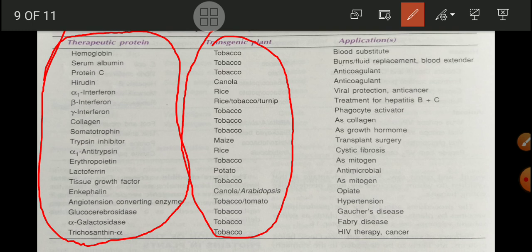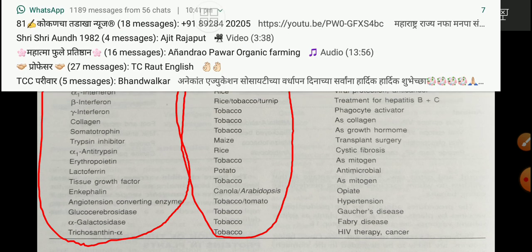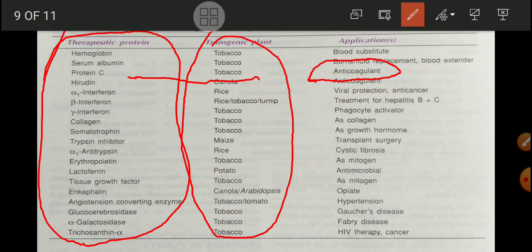We know that protein C can be produced in tobacco, and that is an anticoagulant. We know that coagulation takes place in blood, and definitely that person will die from a heart attack.